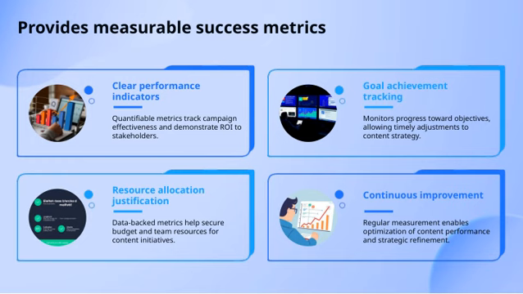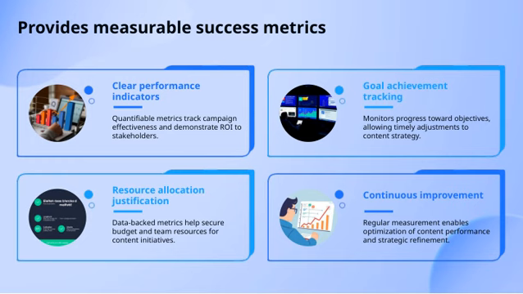Resource allocation justification is another crucial aspect. When we have solid, data-backed metrics, it's much easier to justify securing the necessary budget and team resources for our initiatives. It provides evidence that our investments are driving results. Finally, continuous improvement is made possible through regular measurement. By consistently evaluating our content performance, we can identify areas for optimization and refine our strategies over time.